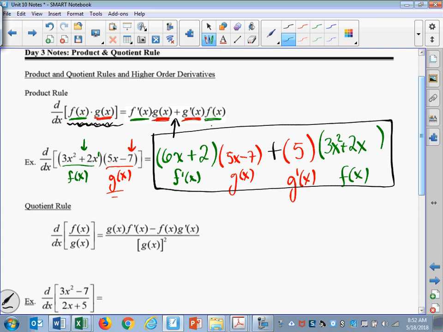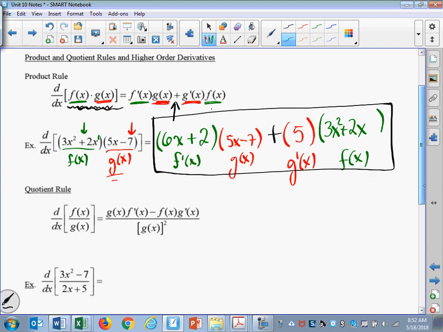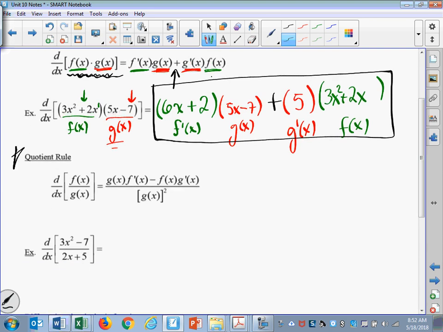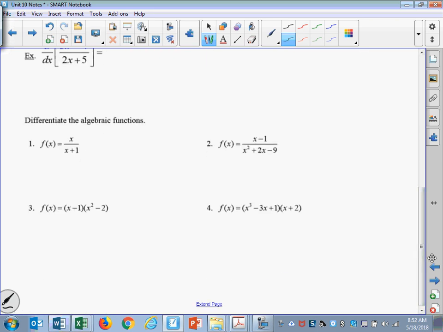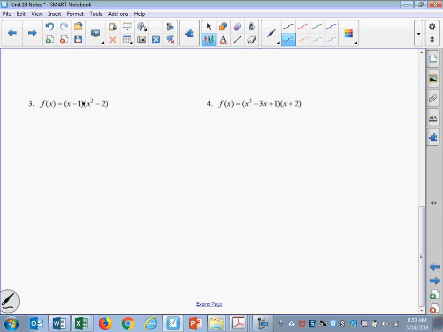Before we look at that rule, let's go do some product rule examples down here. Notice number 1 has a fraction, so that one's not a product. Number 2 has a fraction, that one's not a product. Number 3 and 4 have multiplication between these two, which implies that these use the product rule.